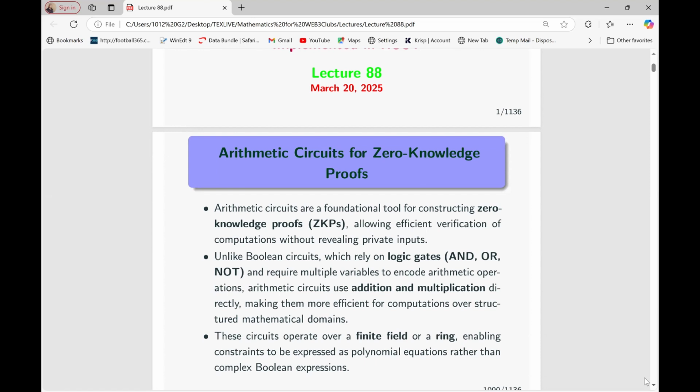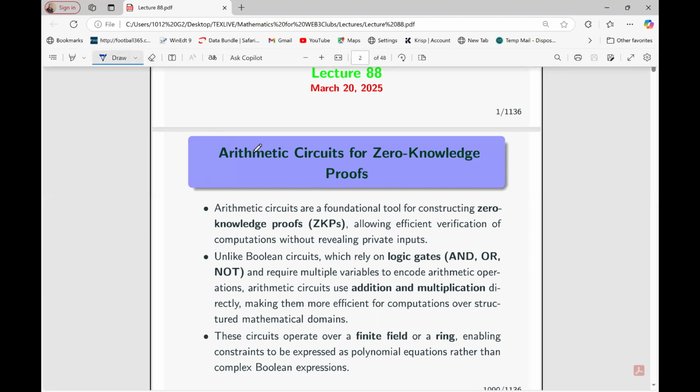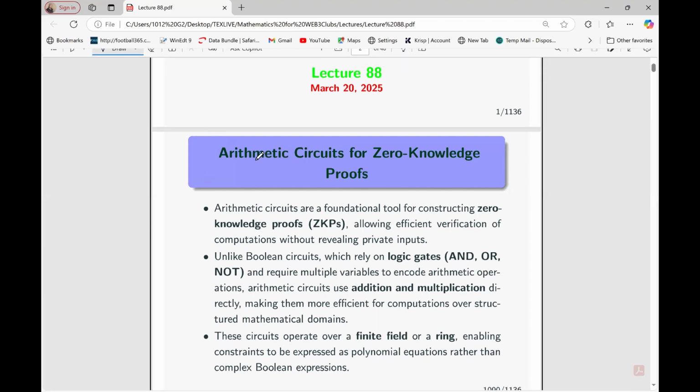It's not the only way to verify computations. I'm saying that the arithmetic circuit is not the only way. We also have what we call the Boolean circuits that are used in verification of zero knowledge computations. But the arithmetic circuits have an advantage over the Boolean circuits.